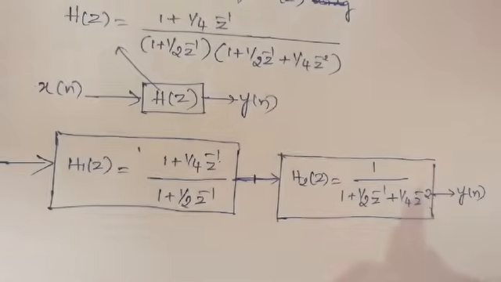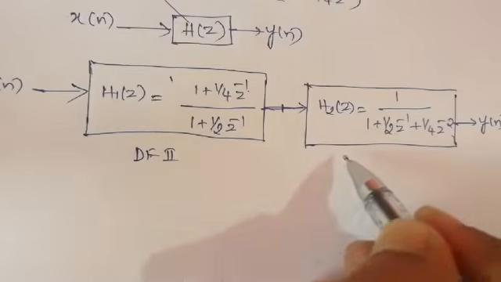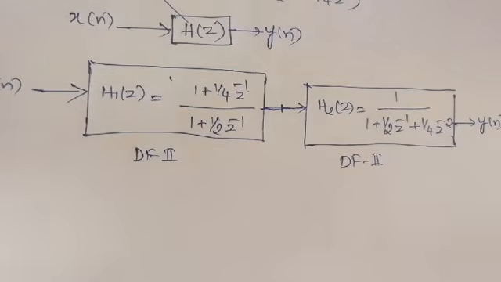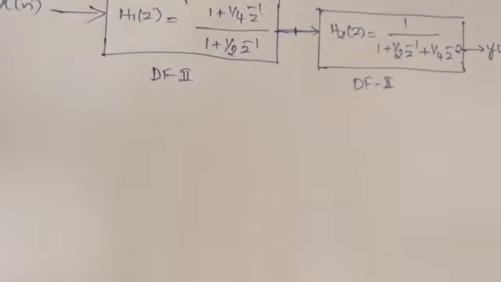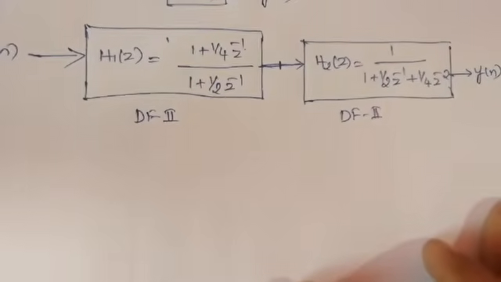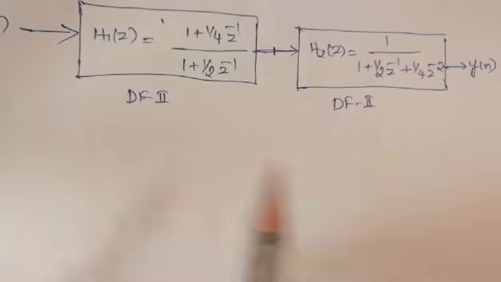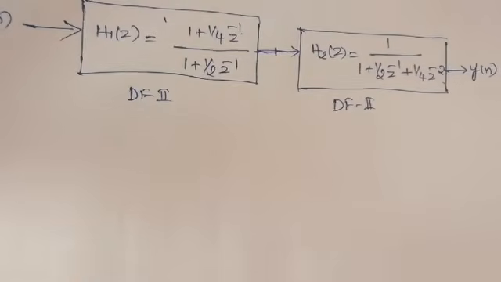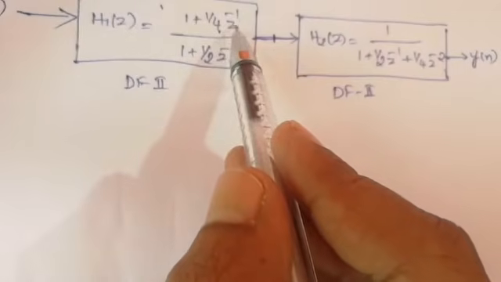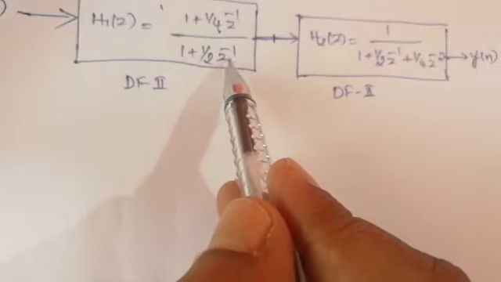Now separately, we have to realize these two in terms of direct form 2 realization. Why direct form 2? Comparing with direct form 1, direct form 2 realization is very efficient. Because of that reason, let us realize these two transfer functions in terms of direct form 2 realization. First I will go to the first function, that is H1 of z equal to 1 plus 1 by 4 z to the power minus 1 divided by 1 plus 1 by 2 z to the power minus 1.